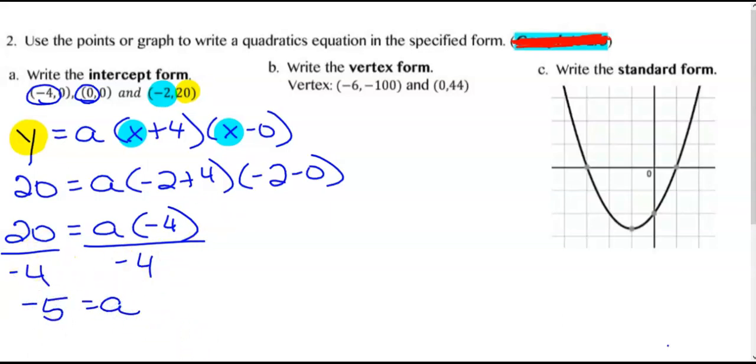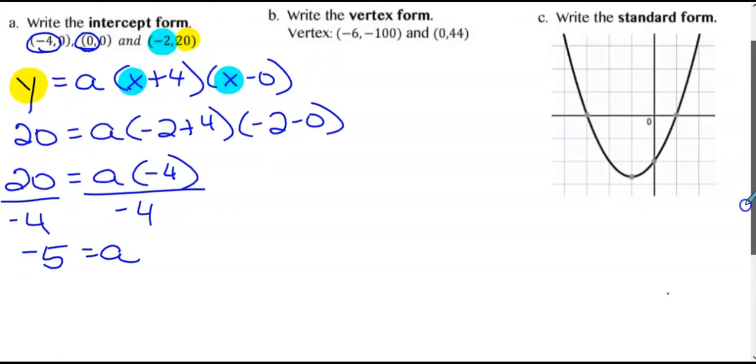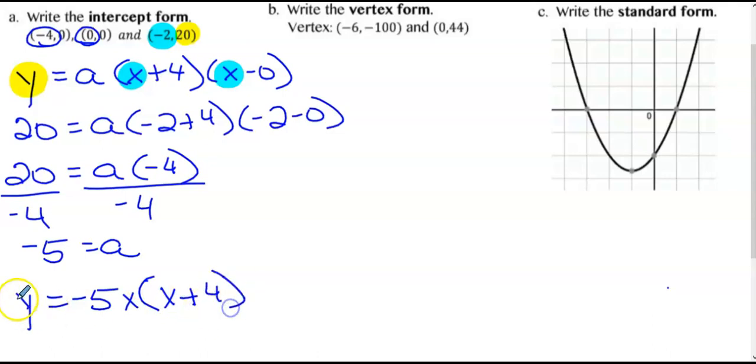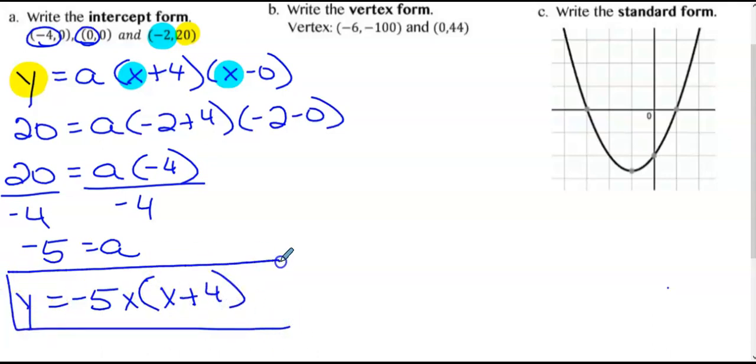I'm not quite finished yet. I need to rewrite my original equation. Let's see. Y equals, and then fill in the negative 5 for a. Negative 5. And I can put the first x right here. x minus 0, I don't need that as a factor in parentheses. I can just put it right there. So 5x, x plus 4. I'm sorry, I said 5x. I meant negative 5x.